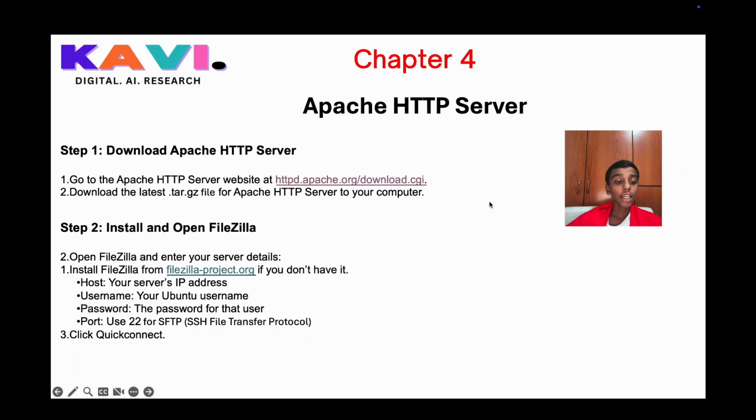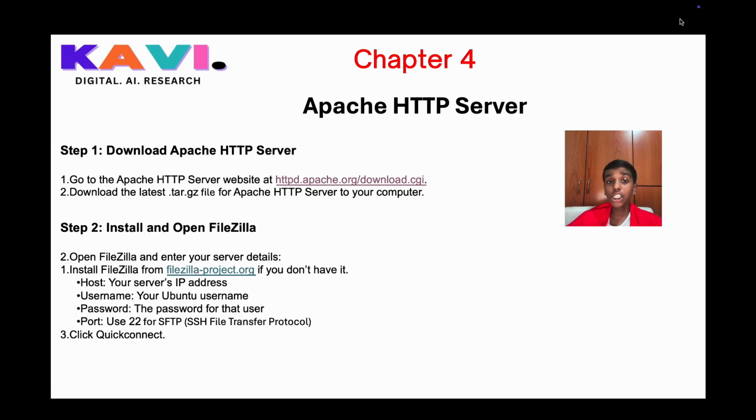So next is to install and open FileZilla. To open FileZilla, you must download it first. So you have to go to filezilla-project.org if you don't have it. So you can press Mac Intel if you have an Intel chip, or Mac Apple Silicon. For Windows you can check the description. I'll be providing links for Linux, Windows and Mac, Intel or Mac Silicon.